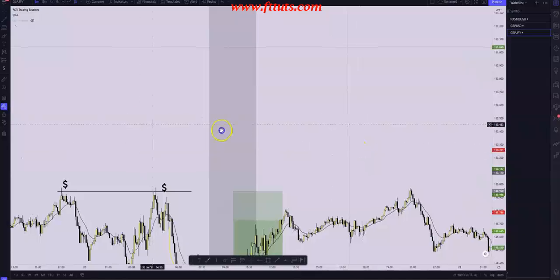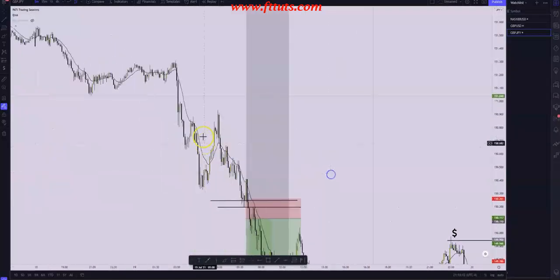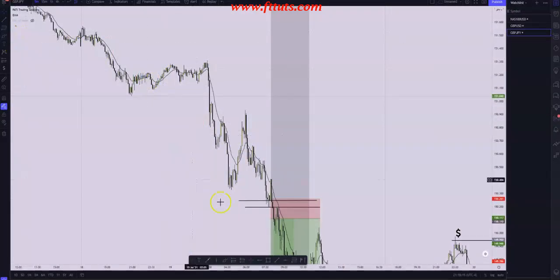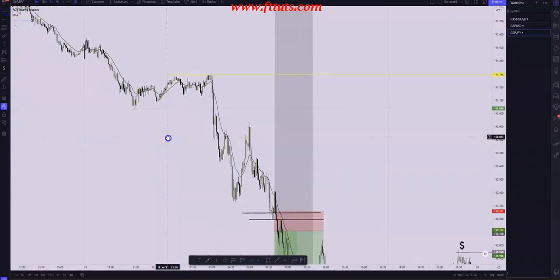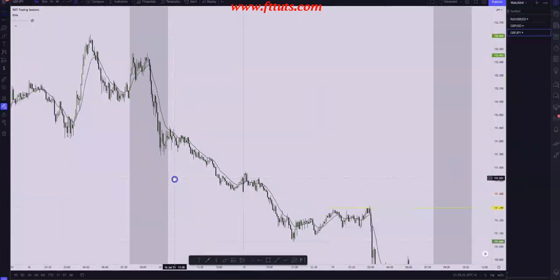Do we have equal highs over here? Okay, what do we have? Okay, yes, we do. We have equal highs right here. So let's make a line going right here, a yellow line. What do we have? We have equal highs up here.